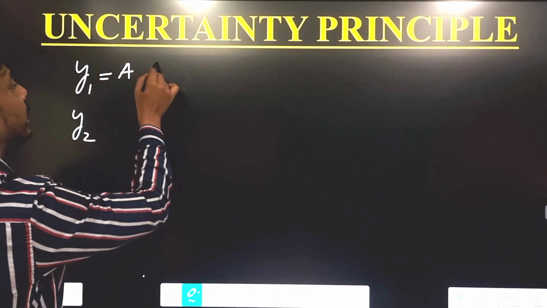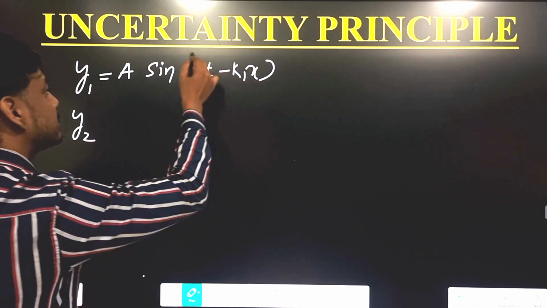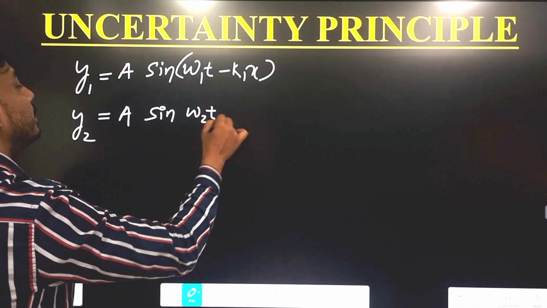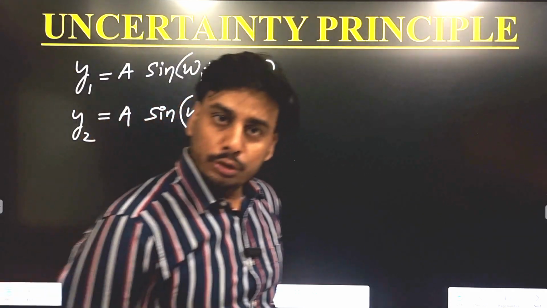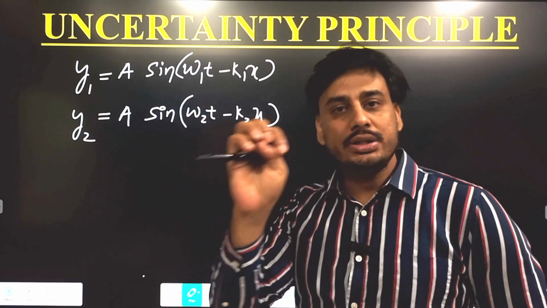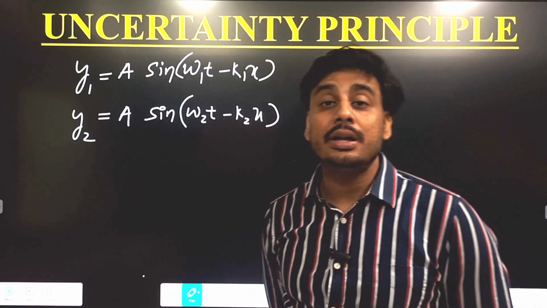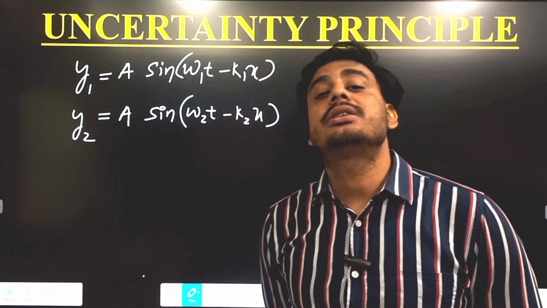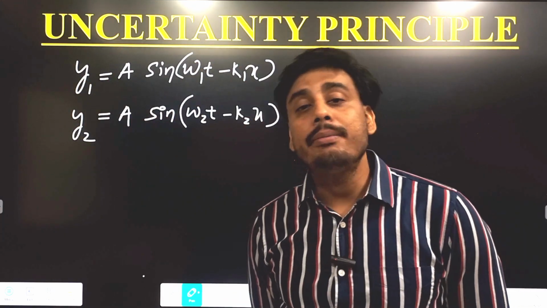Let Y1 equal A sin(omega1 t minus k1 x). Similarly, Y2 equals A sin(omega2 t minus k2 x). A is the amplitude of both waves, which is constant for both, and omega1 and omega2 are the angular frequencies of the first and second waves. Similarly, k1 and k2 are the propagation constants, k equals 2 pi by lambda, one is k1, the other is k2. So the differences are very small.